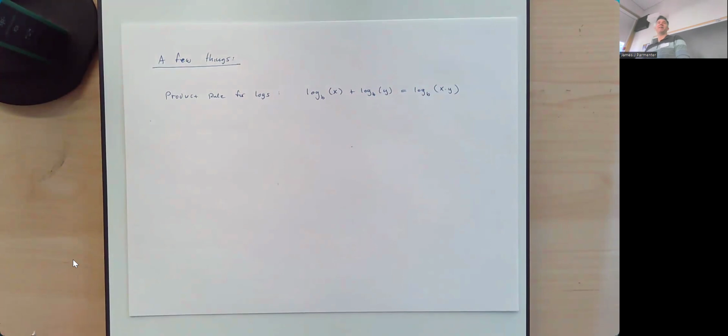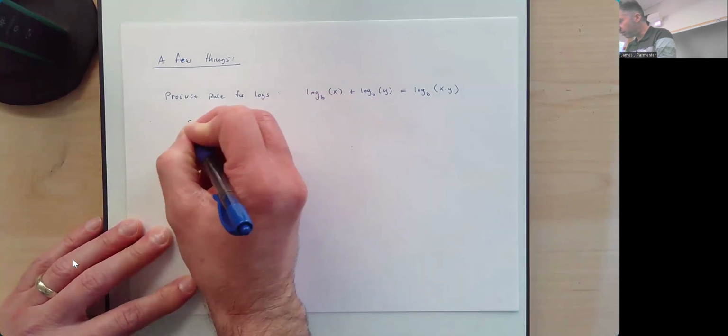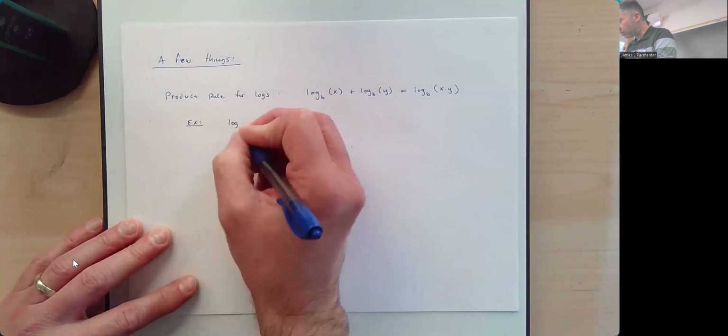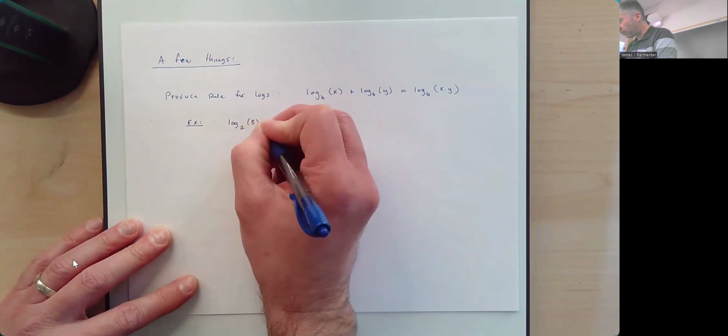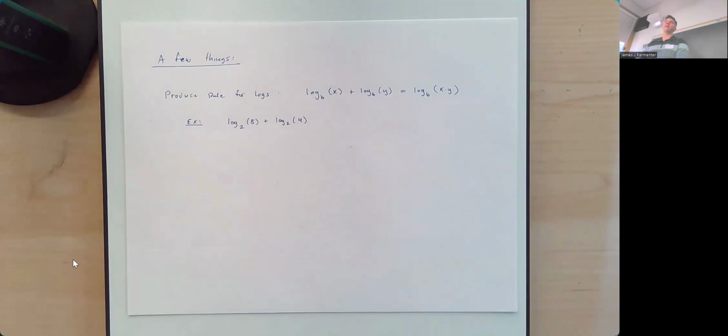I like to see an example of each of these things just to make sure they really make sense to me. So let's check it out. For example, the log base 2 of 8 plus the log base 2 of 4. I want you all to find out what nice whole number that is equal to.